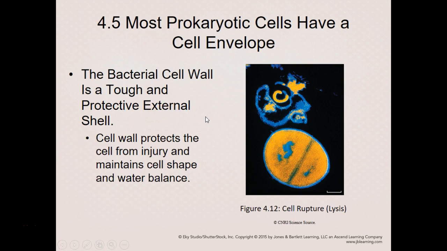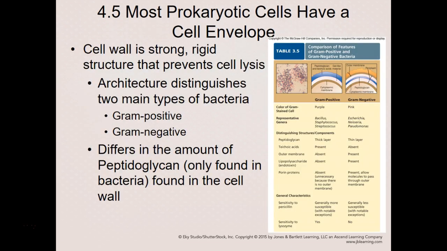So the cell wall of the bacteria is a protective structure that almost all bacteria have. In general, just assume all bacteria have a cell wall. There's like one that doesn't, that I know of. And its function is for protection, but it also helps to maintain water balance of the cell and cell shape. So the cell wall of gram-positive and gram-negative organisms differs.